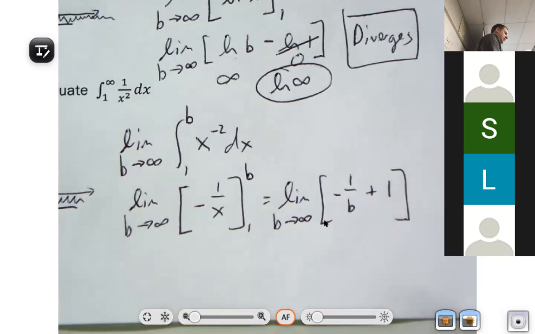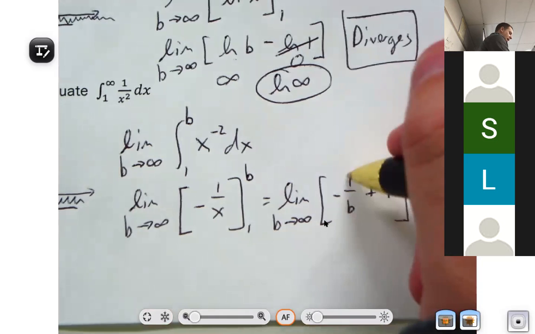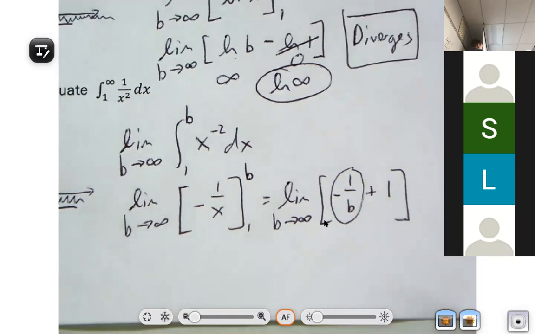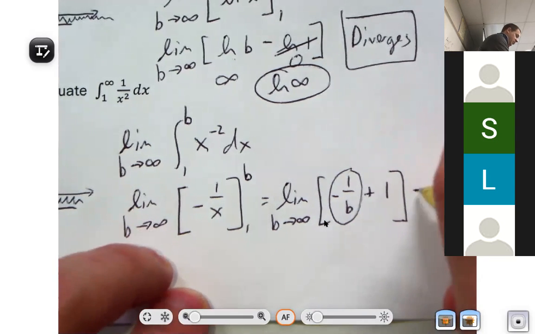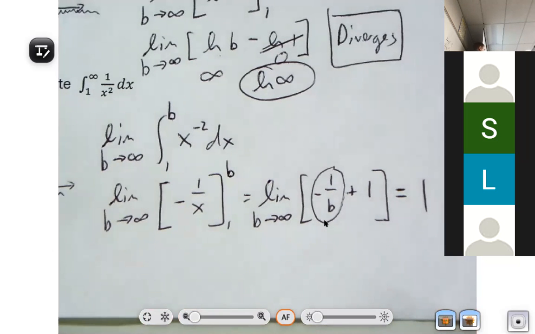Now this one's more interesting because if I take the limit as b goes to infinity, well, imagine that b value getting really, really big. This fraction turns out to be 0. Like 1 over infinity is 0, and then 0 plus 1 is 1. We actually get an answer to this one. So this integral is 1. It converges to 1, we say.